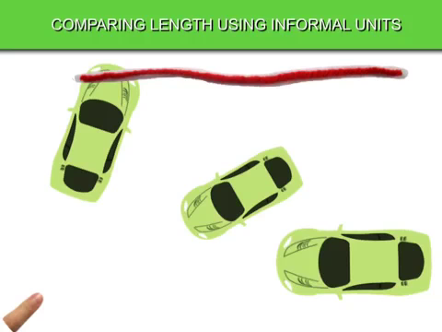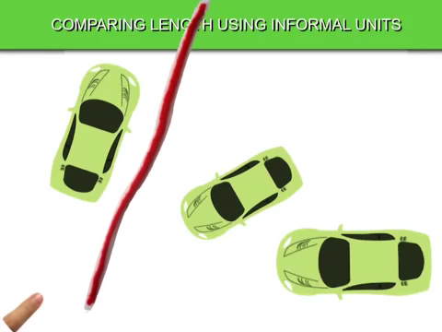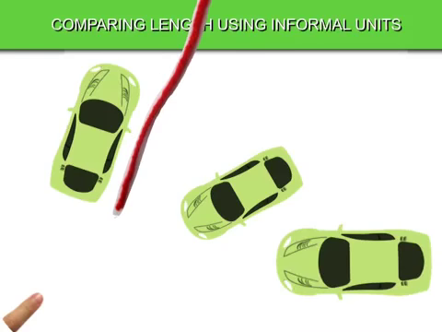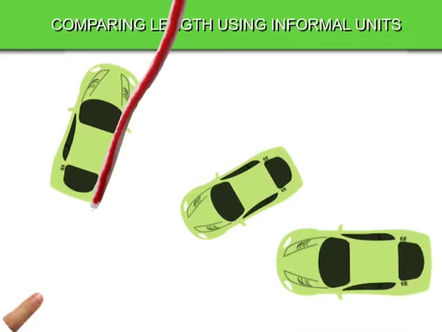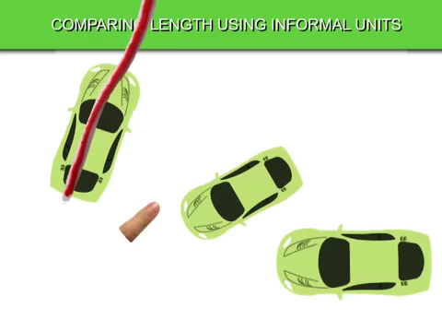Okay, in this one we're going to use this piece of string here to measure and compare the length of these cars. So as we've always done, we hold the piece of rope on the end of the car so that the end of the car and the end of the rope line up together. Now I can see here, if I use a little finger, that my car lines up with about there on my string.